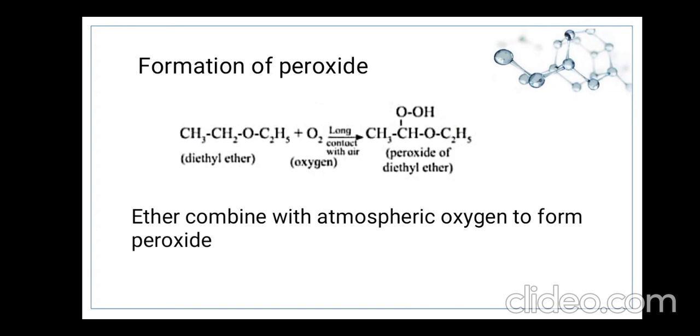Students, over here, with atmospheric oxygen, ether forms peroxide, and this peroxide form is hazardous because they become volatile at high temperature. So over here this peroxide which is formed is highly hazardous.